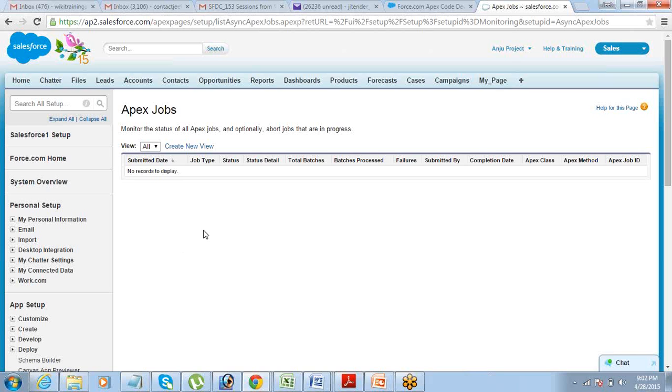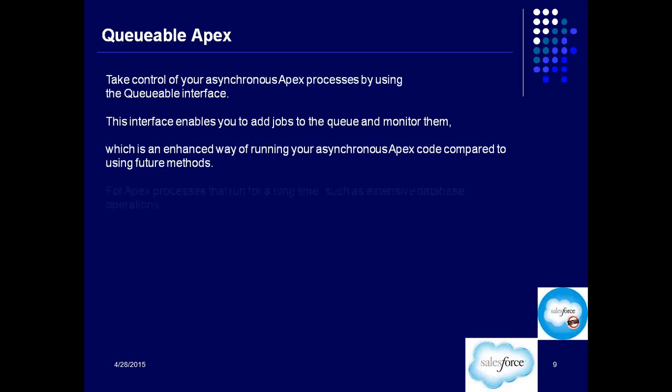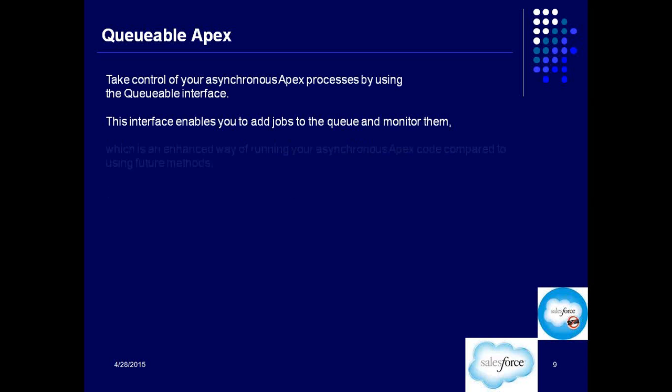So any queueable Apex which is queued, you can monitor from here. So what is the status and stuff like that. That's not an option with a future method, but with queueable Apex that is an option. You can always come and monitor what happened to that process, what is the status. So you can queue and monitor them, which is an enhanced way of running your asynchronous Apex code compared to using future methods.